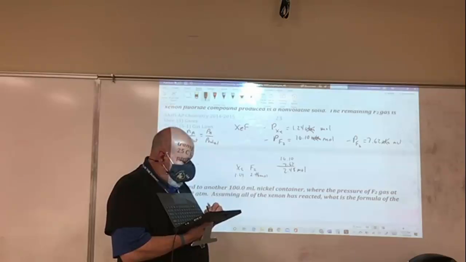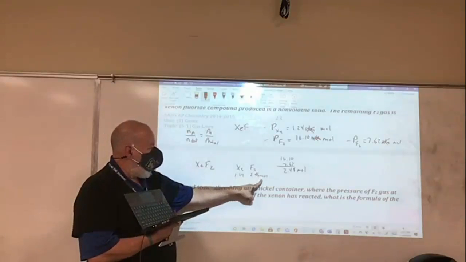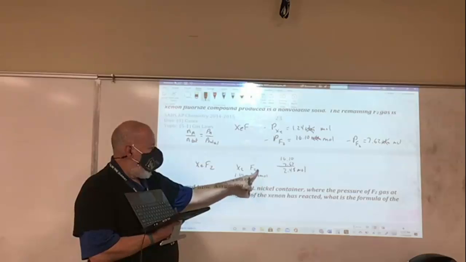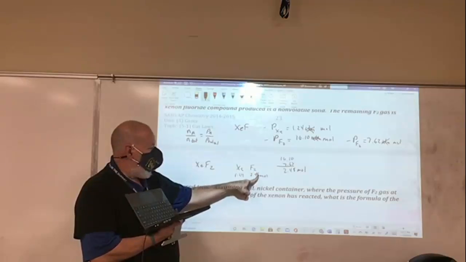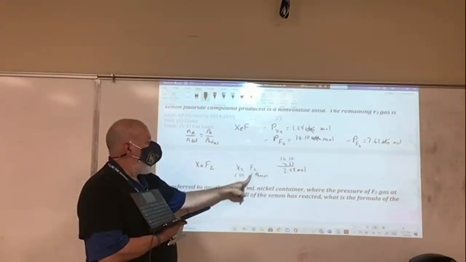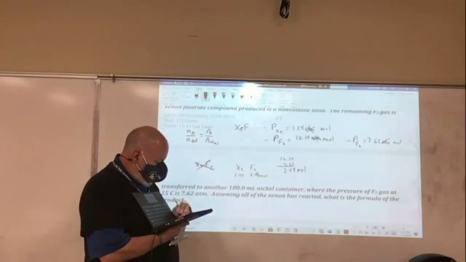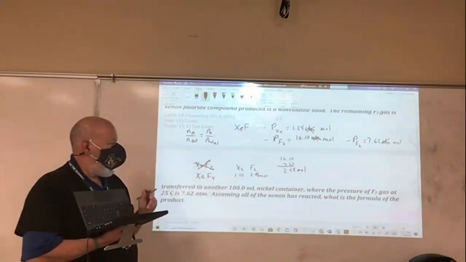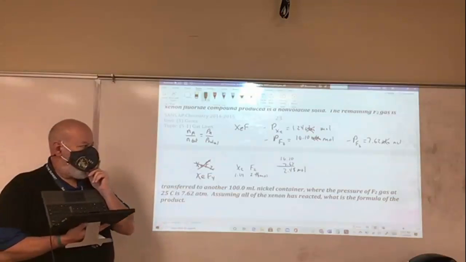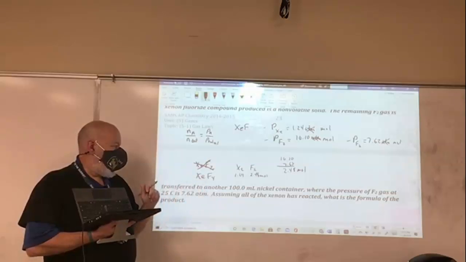You can't then say that the formula is XeF2, because how many atoms of fluorine do I have for each mole? I have 2 atoms of fluorine for each mole, right? So I have 4 times the number of fluorine atoms as I do xenon atoms. So the formula would be XeF4. Okay, and since these are all non-metals here, I would say that that's xenon tetrafluoride.